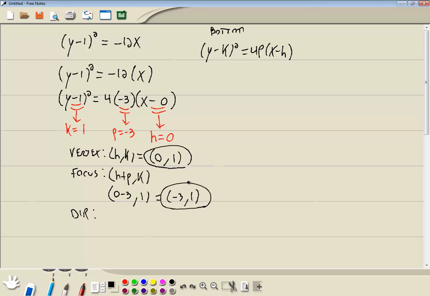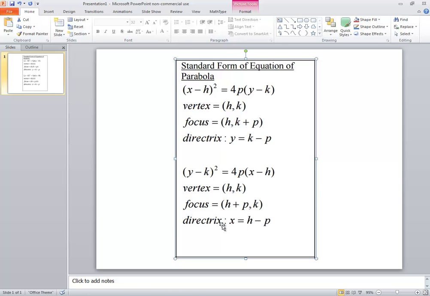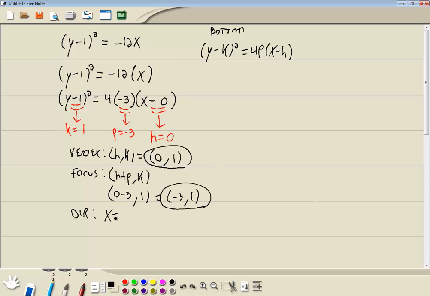Our directrix is x equals h minus p. Well, h is 0 minus p, which is negative 3, and a negative negative becomes a positive, so we got x is equal to positive 3.